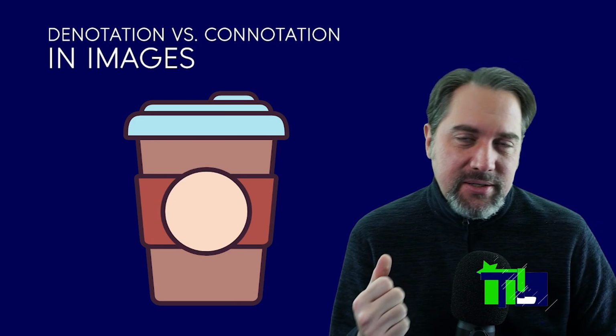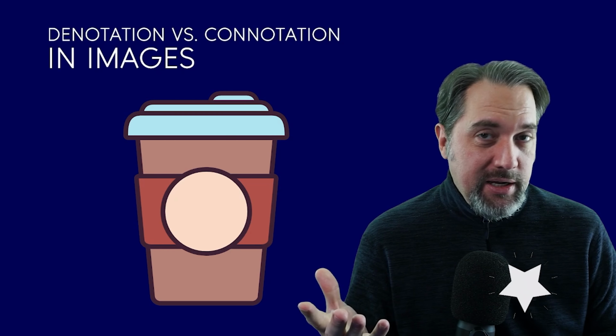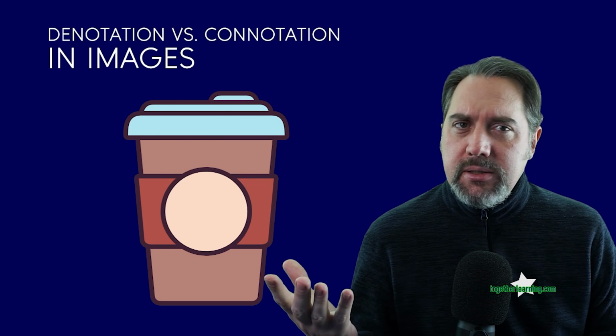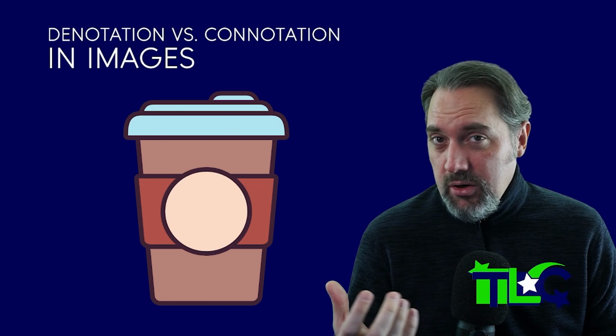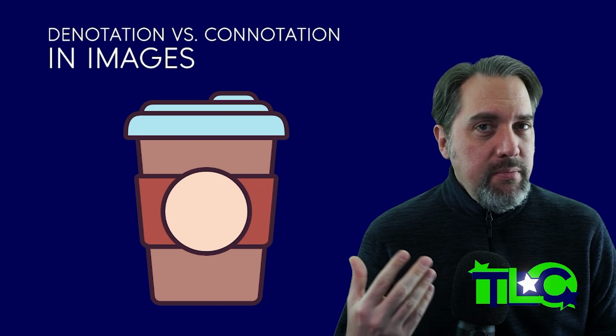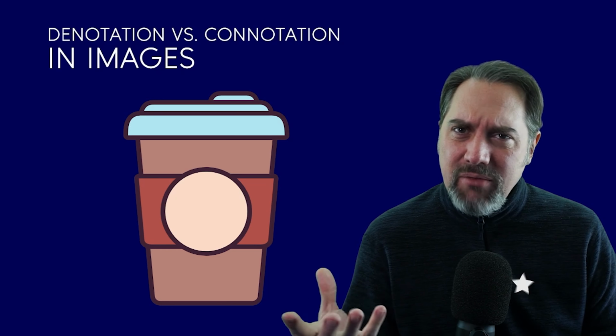Right. I think this is the last example. So this is a different cup. It's like a to-go cup, but it's plain, and so we have to think about, what does this denote? It kind of denotes cup. Maybe some people will look at it and connotate coffee, but it's not really coffee.